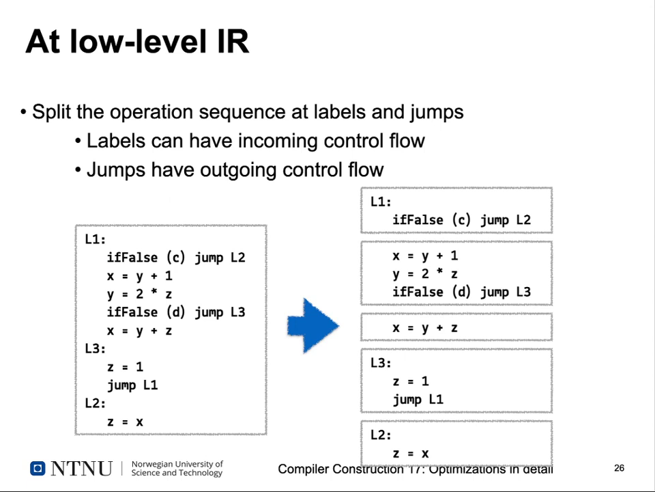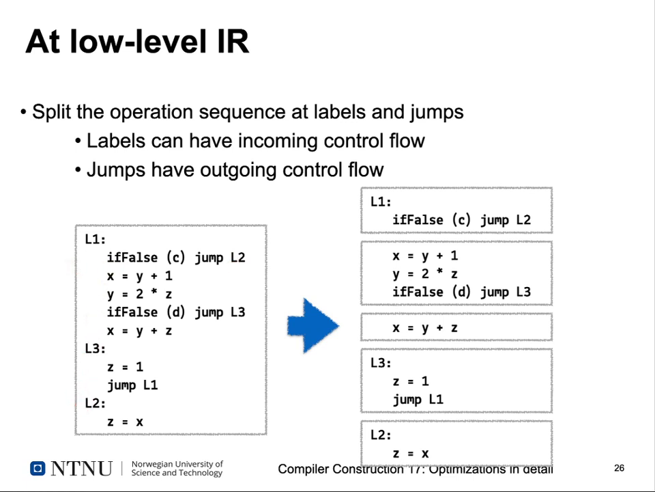Now we can also do this at a low-level intermediate representation. So this would mean we would split the operation sequence at labels and jumps, because these are the destinations and the sources of control flow changes. So labels have incoming control flow and jumps can have outgoing control flow. So for our example here, this would mean, well, we started our first basic block, and then the first instruction here already has a conditional jump, so this ends our first basic block here. We would jump to L2 down here.